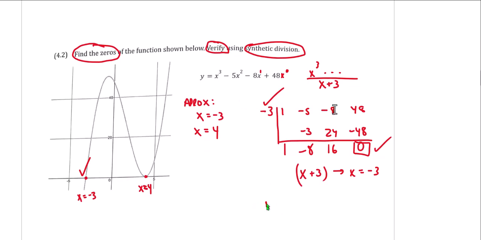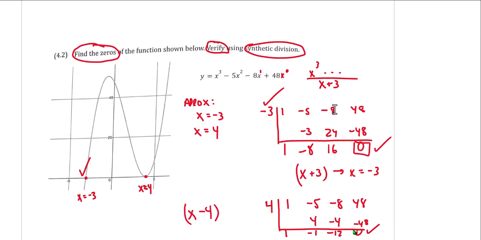Let's try the 4. So again, let's try to do this quickly but carefully. So we drop the 1, multiply by 4, add those together, get -1, -4, add those together, get -12, -48, and indeed we have verified that x minus 4 is a factor. That's what this remainder of 0 tells us, that x minus 4 goes into this cubic polynomial evenly. x minus 4 is a factor, which means that x equals 4 is a zero. We have verified both of these zeros using synthetic division.